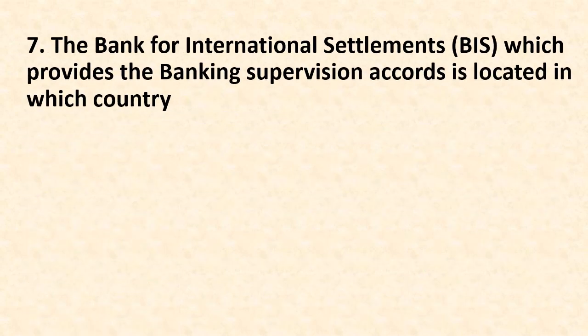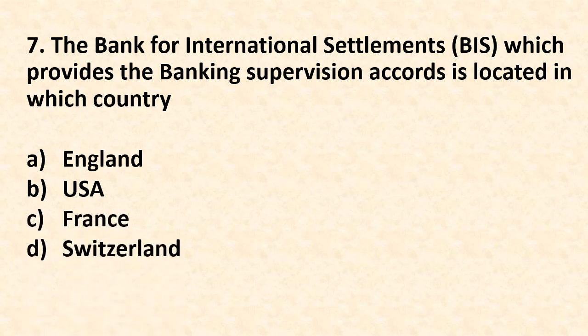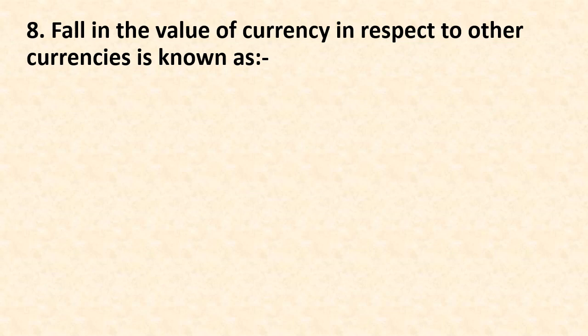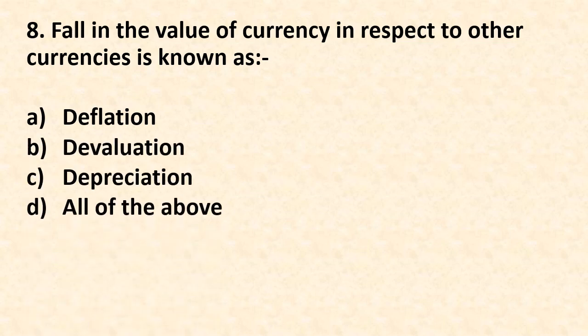Number 7. The Bank for International Settlements, which provides banking supervision, is located in which country? Options are England, USA, France, and Switzerland. The correct answer is option D, Switzerland. Question number 8. Fall in the value of currency in respect to other currencies is known as: options are deflection, devaluation, depreciation, and all of the above. The correct answer is option C, depreciation.